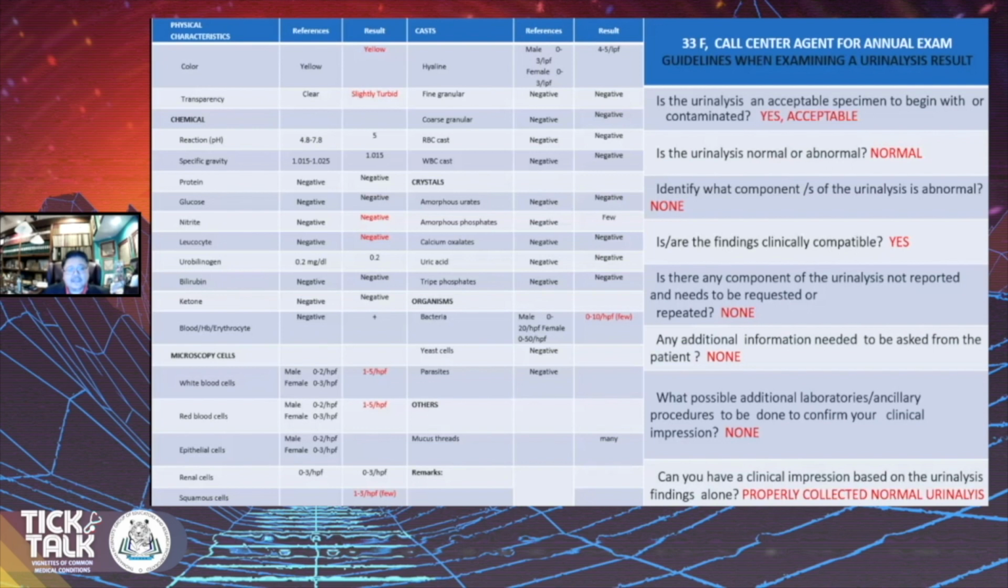Any additional information needed to be asked from the patient? I think obviously this patient had a midstream clean catch urine, so there's nothing more, but you can always ask. There's nothing to lose. And then, what possible additional laboratories? I think none. By history, if you think that there's no need for other laboratories, then urinalysis will be enough. Can you have a clinical impression? Definitely yes. And you can say that it is a properly collected normal urinalysis.